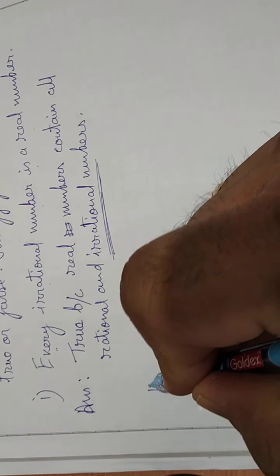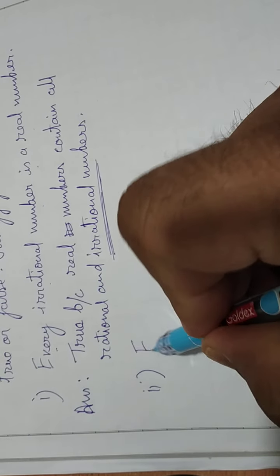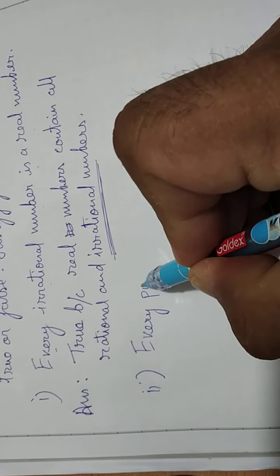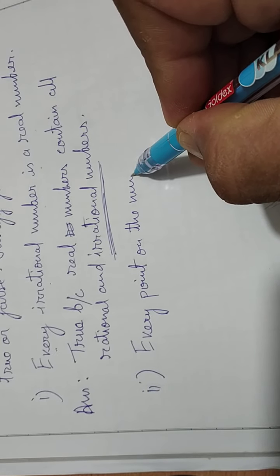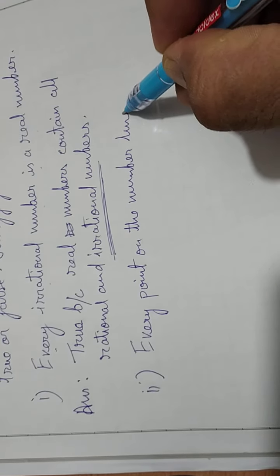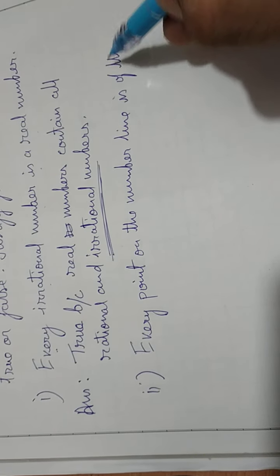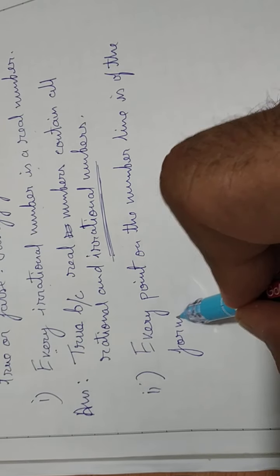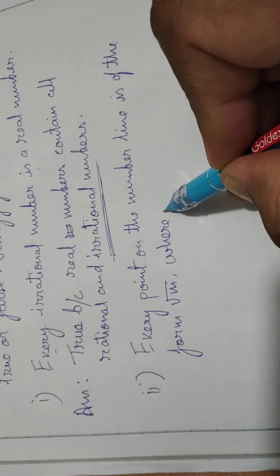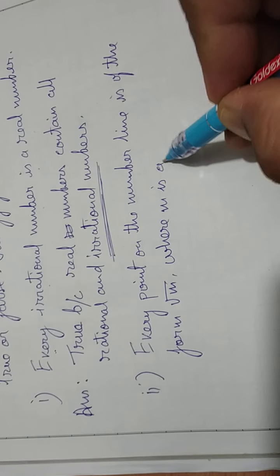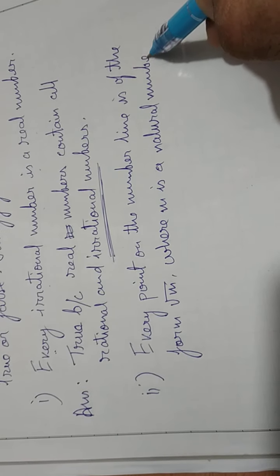Now, the second statement given to us is: every point on the number line is of the form root m, where m is a natural number.